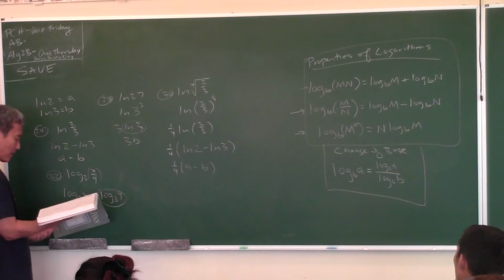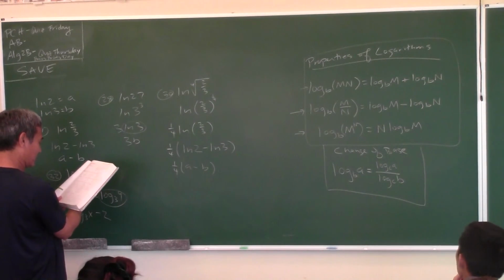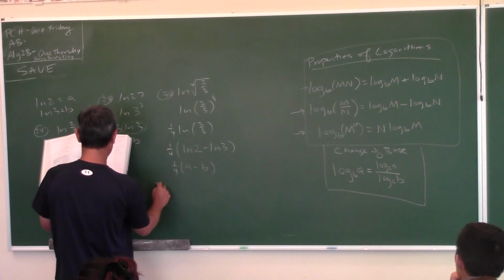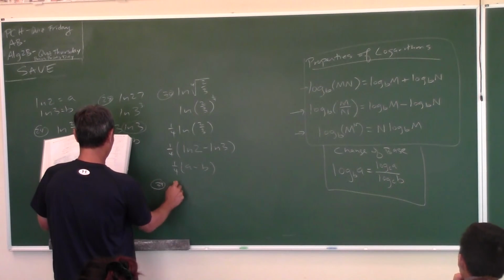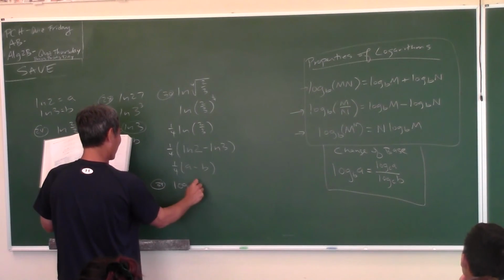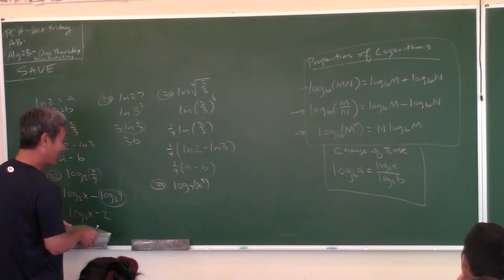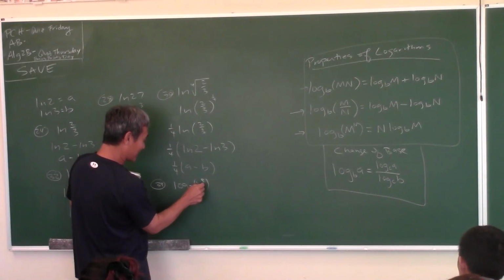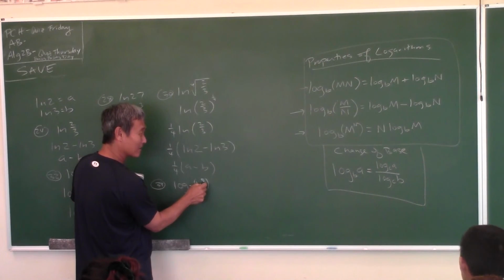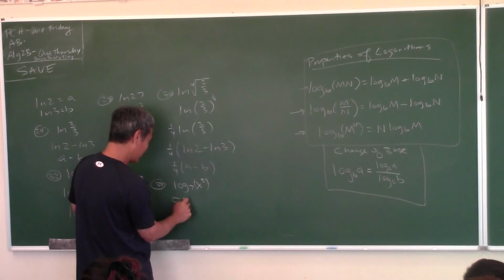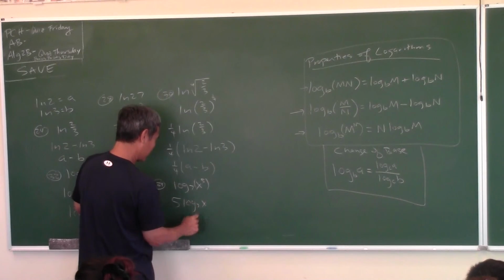Okay, one last one. How about 34? This one looks easy. Log base 7 of x to the 5th. Well, when you have something to a power, what can I do with the power? Put it in the front. Finished.